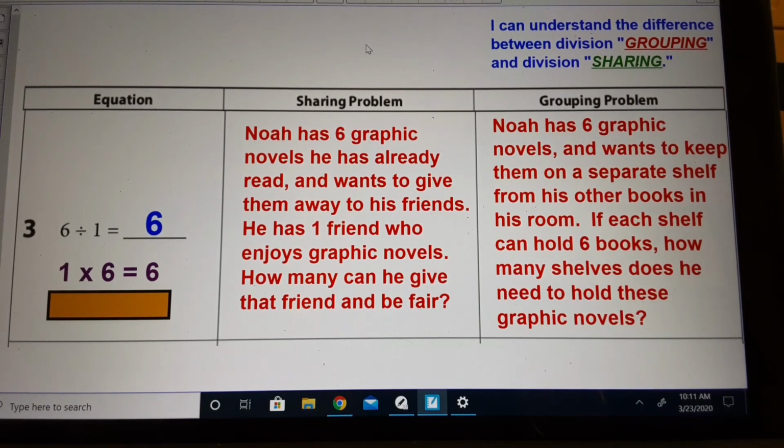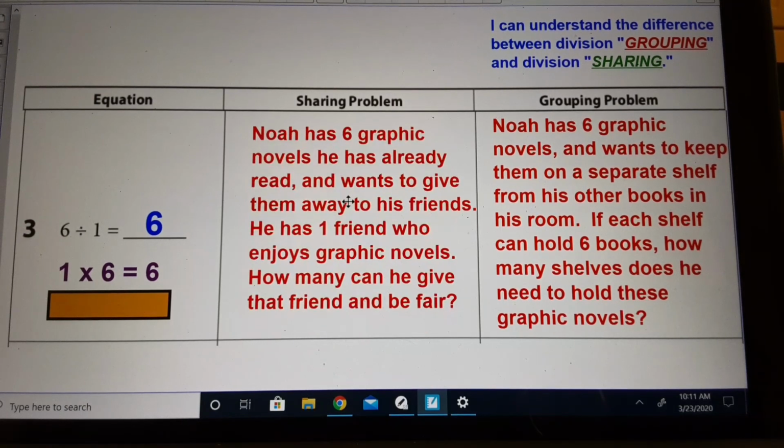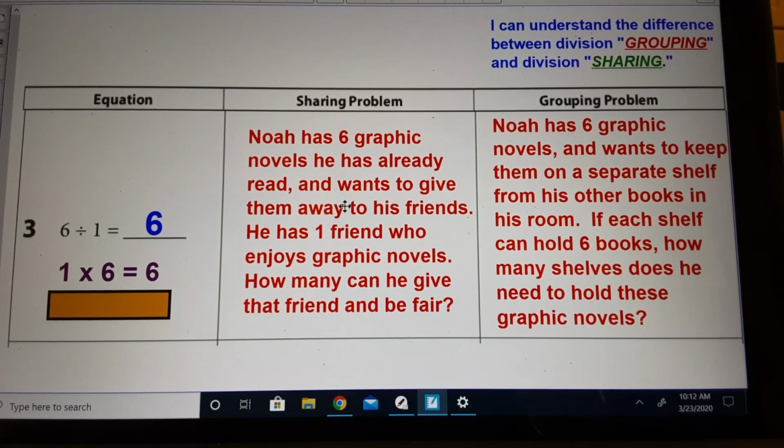Not tricky to think about, mathematically anyway. He has one friend. He's going to share 6 graphic novels with that one friend. The friend will get all 6. So in this situation, we know how many groups there are. What we didn't know was how many graphic novels that group would get. This is a sharing problem because it answers the question, how many in each group?